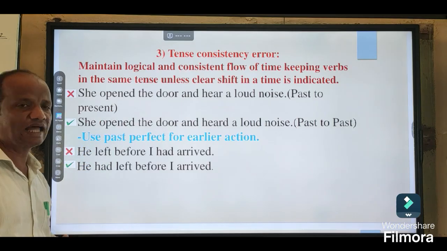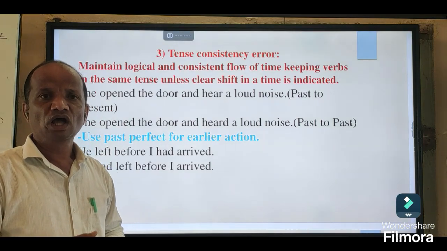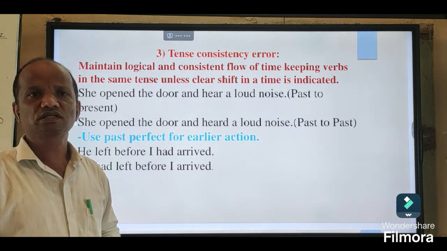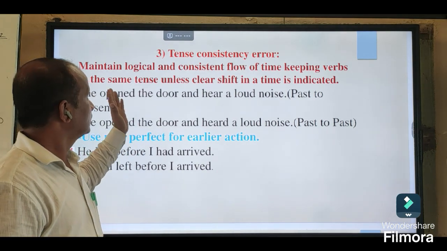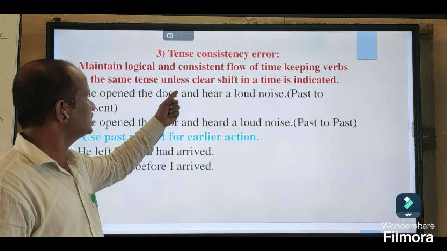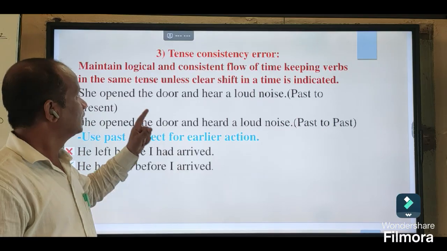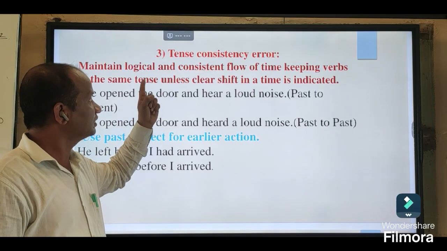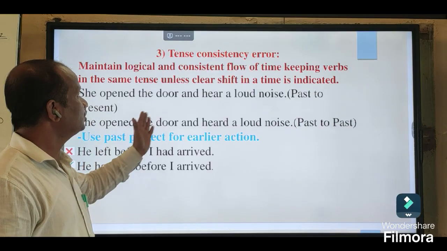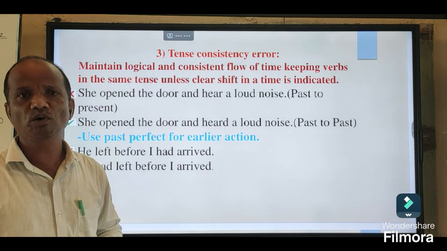So here we have learned that if two clauses are given in the sentences, we have to keep the same tense in both of the clauses. And when that tense is changed or there is a sudden shift of time in the sentence, this error occurs. So in order to avoid this error, we have to keep the same tense in both of the clauses.